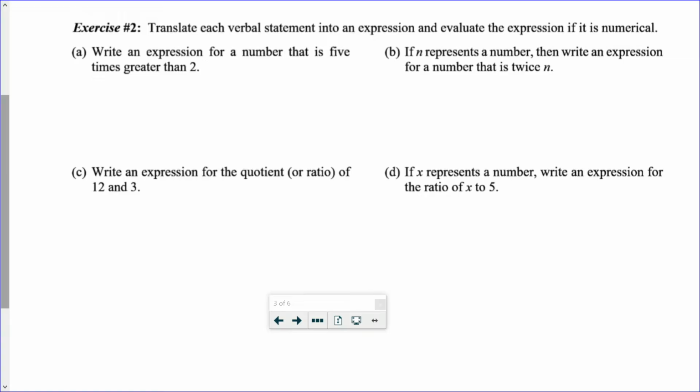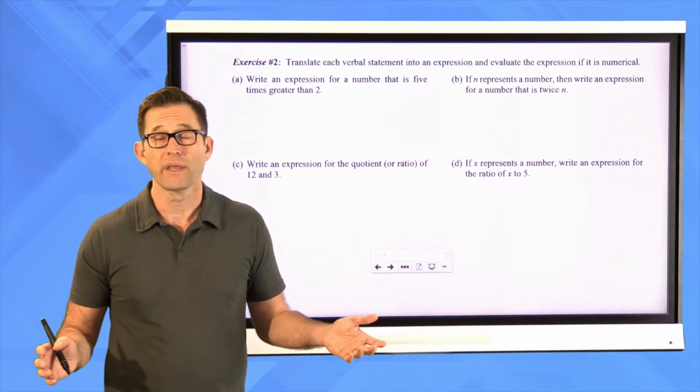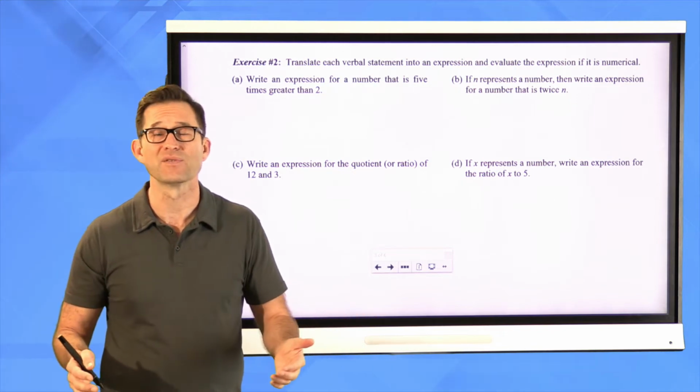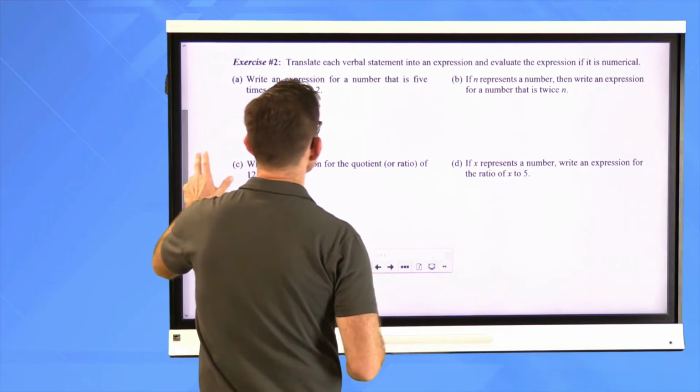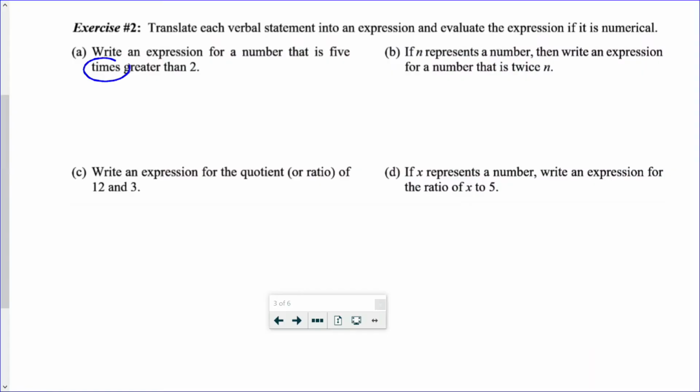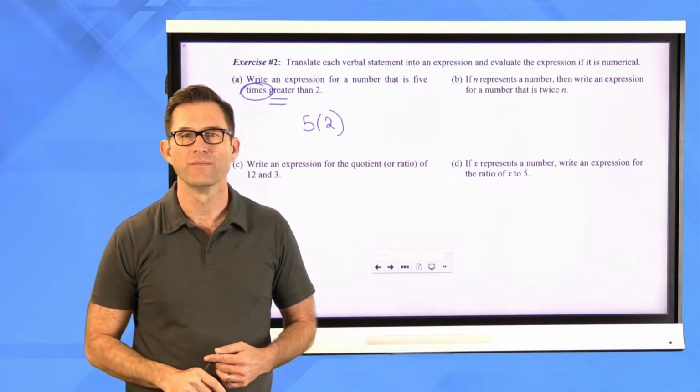All right, great. So here we go, letter A. Write an expression for a number that is 5 times greater than 2. 5 times greater than 2. Okay, again, simple enough. 5 times automatically tells us we're doing a product, right? When we see that word, 5 times greater, then that is 5 times 2, right? That is 5 times greater than 2.